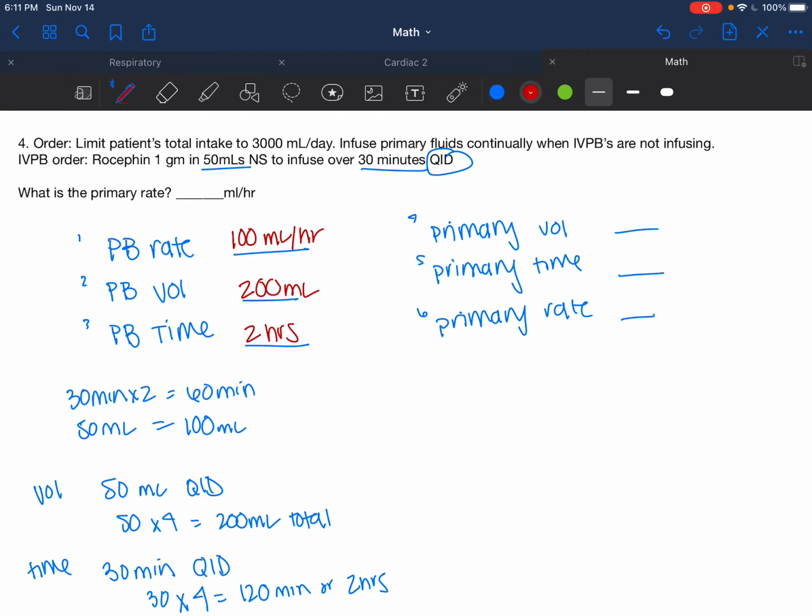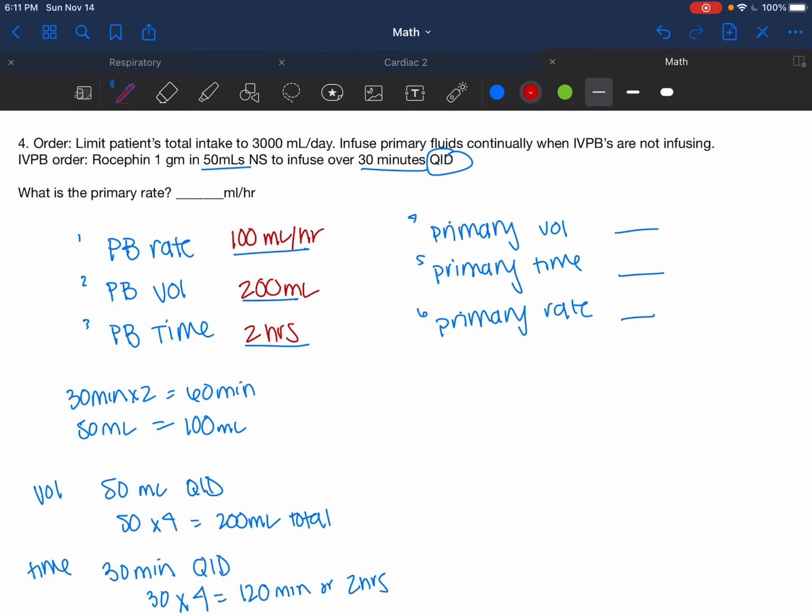So now we have all of our piggyback stuff figured out. It'll be really easy to figure out our primary. The piggyback stuff all just comes from the problem. You just have to make sure you take into account if they're saying QID, BID, whatever, and how many minutes and mils they're asking for the piggyback.